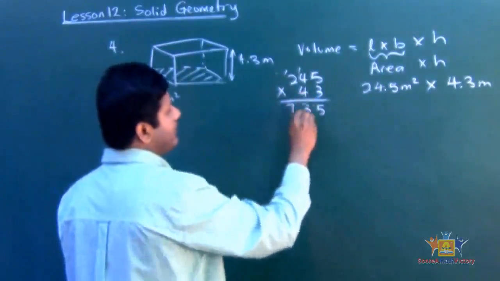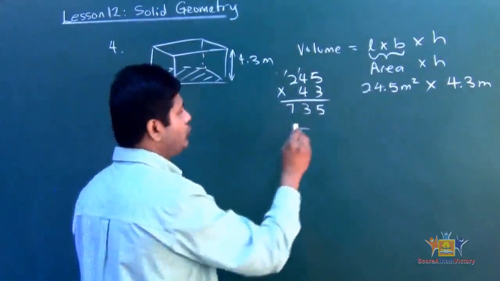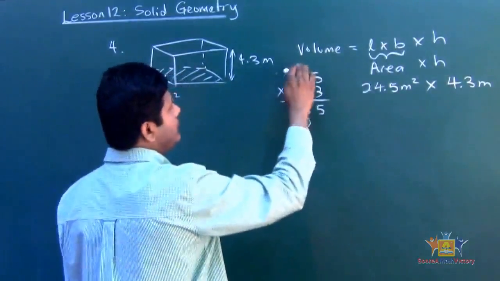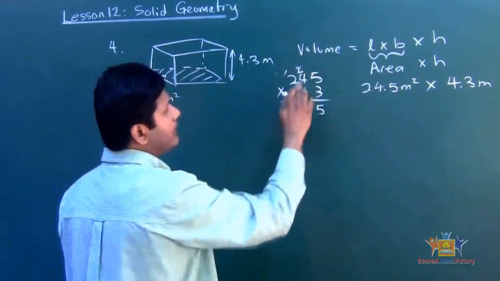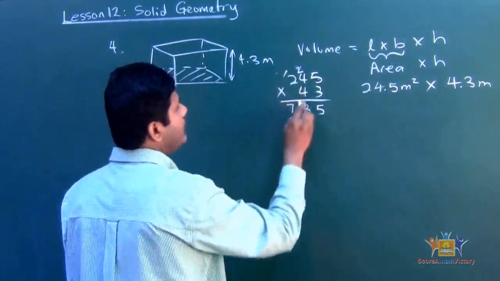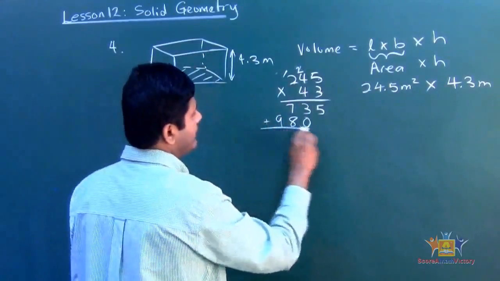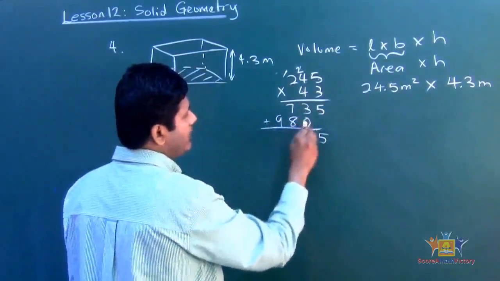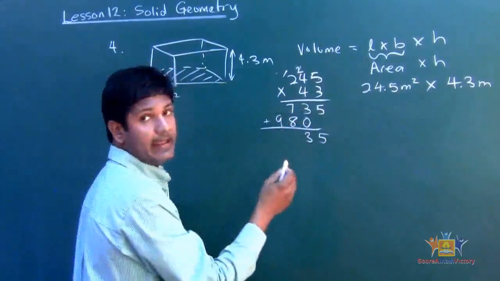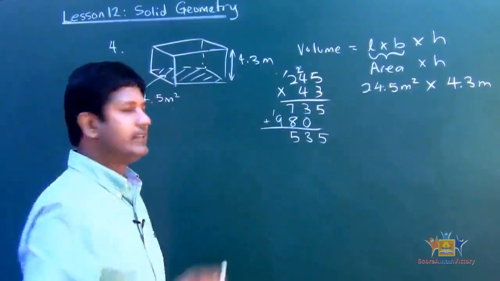Now I'm going to multiply with 4. I have to start straight down, very important. 4 times 5 is 20, I put 0, carry 2. 4 times 4 is 16, plus 2 is 18, 8 carry 1. 4 times 2 is 8, plus 1 is 9. Now I'm going to add them. 5, 3 plus 0 is 3, 7 plus 8 is 15, 5 carry 1, 1 plus 9 is 10.